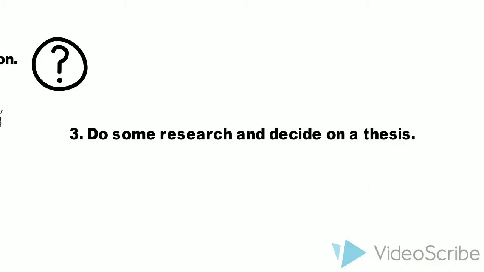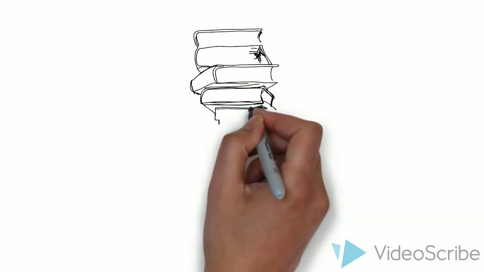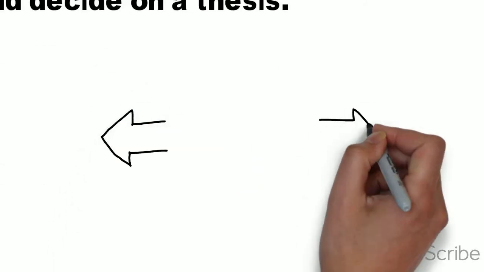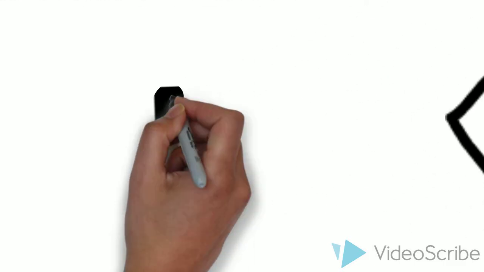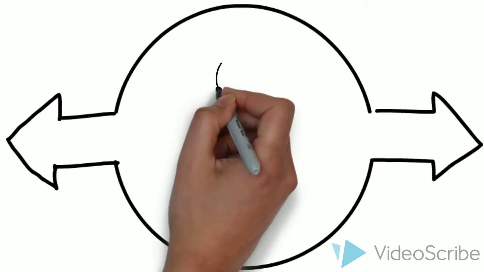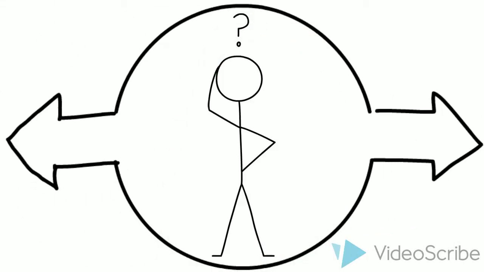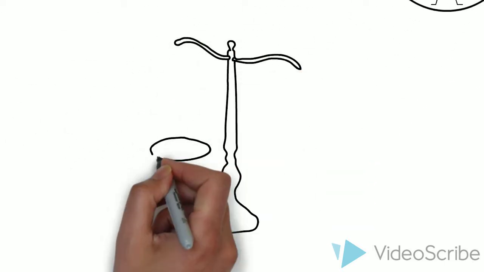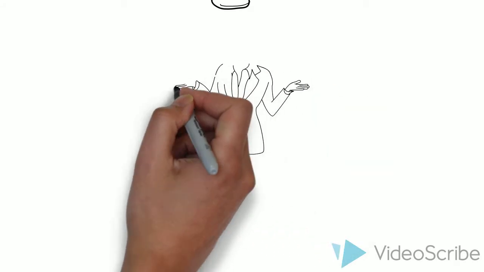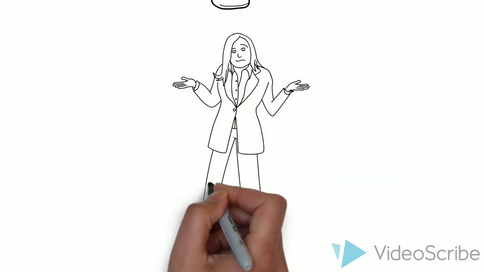So step 3 is to do some research and then decide on a thesis. Once you've refined your topic into a question, do some research related to the question, and then decide which way you want to go on the question. Do you want to argue for or against this question? Pick reliable sources here to do some research. Look at both sides of the argument, so for and against. Weigh the arguments on both sides before selecting your thesis. And even if you are indeterminate about where you actually stand in regards to the question, select a tentative thesis that you can argue for.